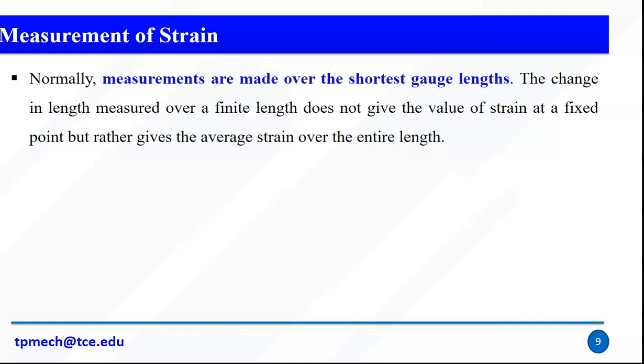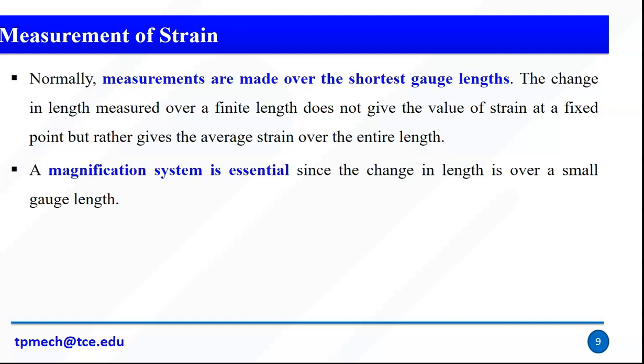So measurements are made over the shortest gauge lengths. So I cannot measure the entire distance, I can only measure one shortest length. Normally measurements are made over the shortest gauge length. The change in length measured over a finite length does not give the value of strain at a fixed point, but rather gives the average strain over the entire length. So this is how we can measure, but it won't give the exact value. It will give the average value.